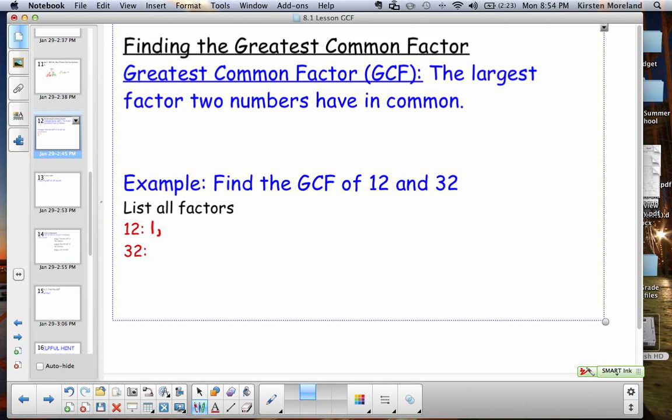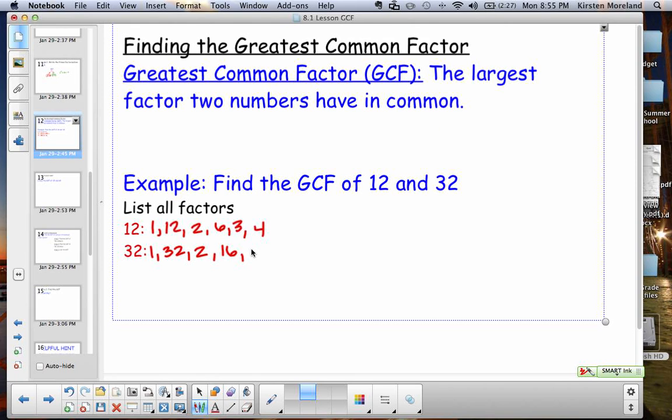So I have 1 and 12, 2 and 6, and I go in order. I go 1, then 2, and then 3 and 4, and then I'm back to 4, and then I don't have any more. 32, I do 1 and 32. Then I move to see if it's divisible by 2, and yes, it's 2 and 16. And I think, is 32 divisible by 3?